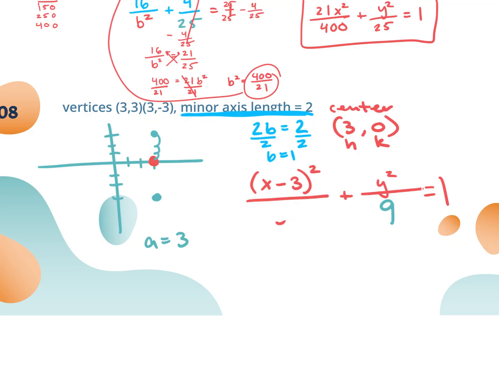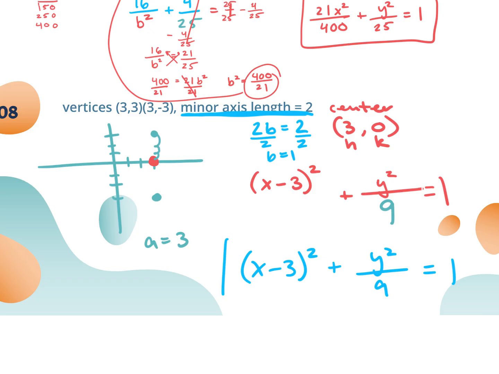1, awesome. Now we wouldn't write x minus 3 squared over 1 because a fraction with 1 as our denominator is just the numerator. So our answer would be, I can write this a little bit neater. It would be x minus 3 squared plus y squared over 9 equals 1.